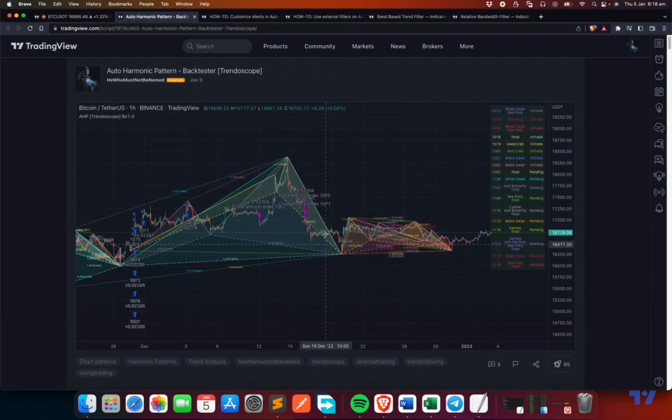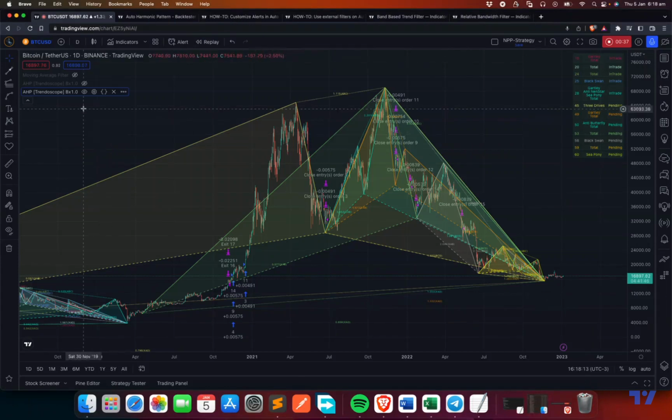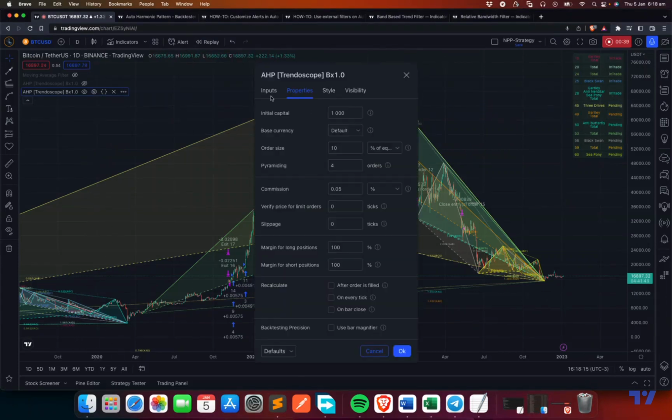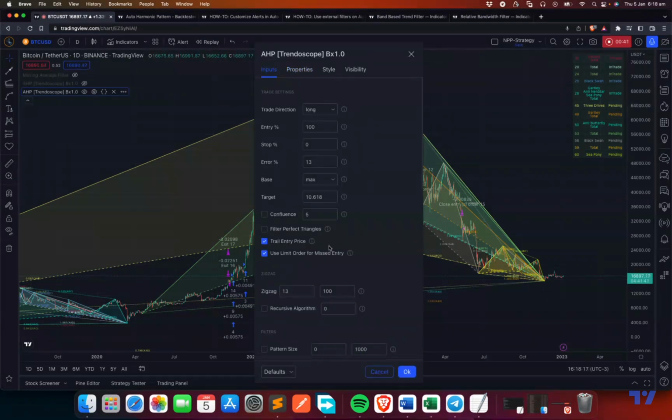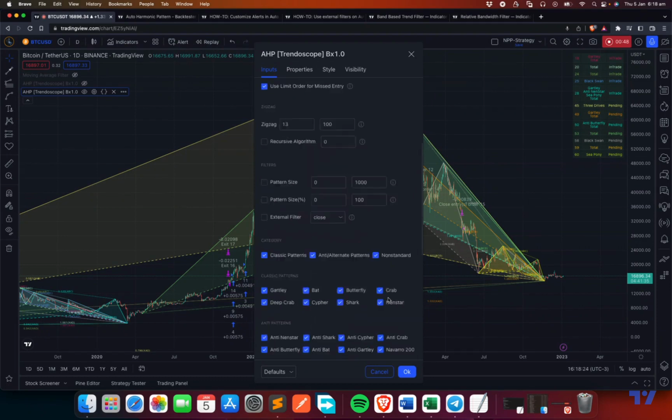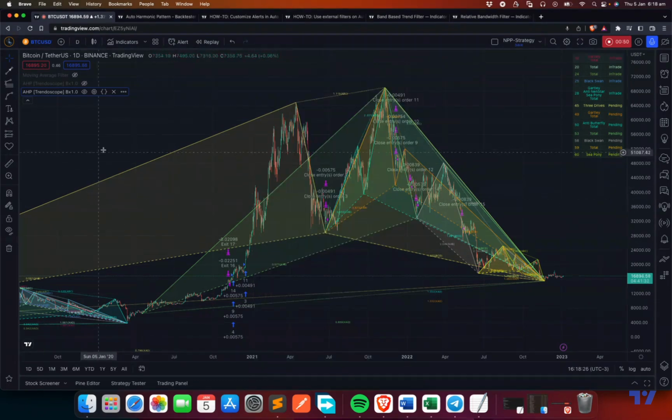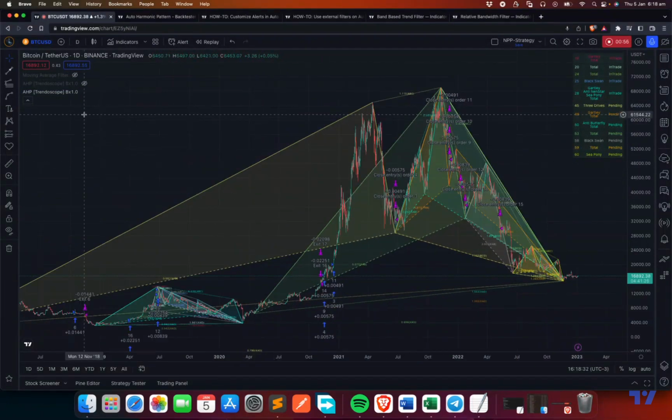Basically, what the script does is it scans for harmonic patterns and prints them on the screen, and it also provides a wide range of input options which users can use to define their own strategy on how to trade harmonic patterns. We'll discuss some of the settings today. We may not be able to discuss everything, but we'll go through some of the important ones.